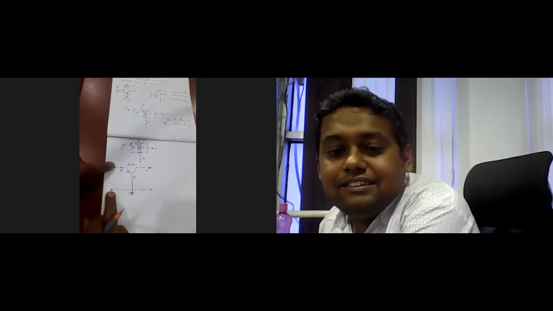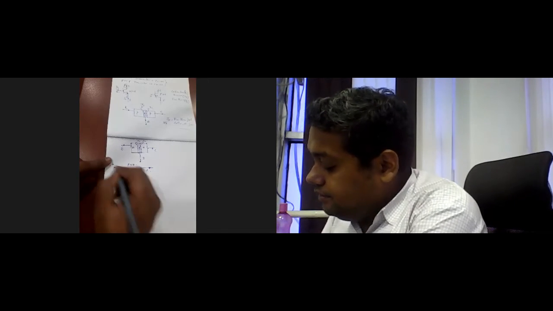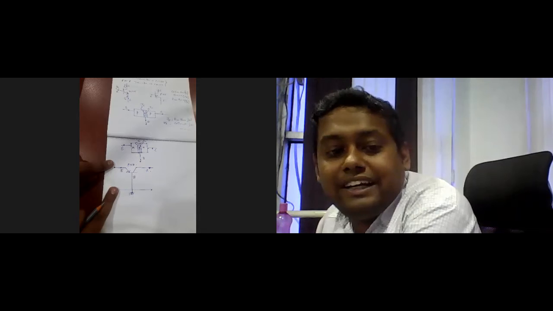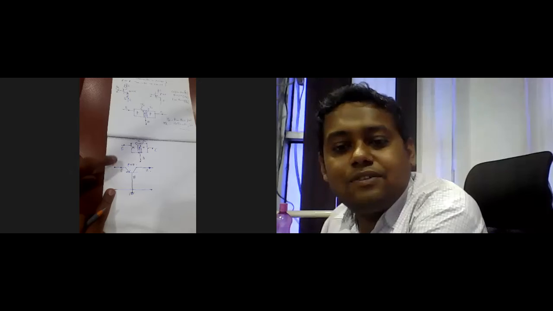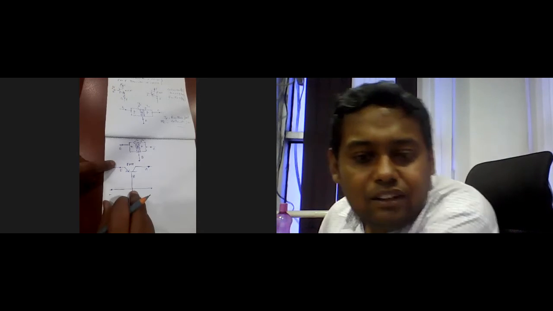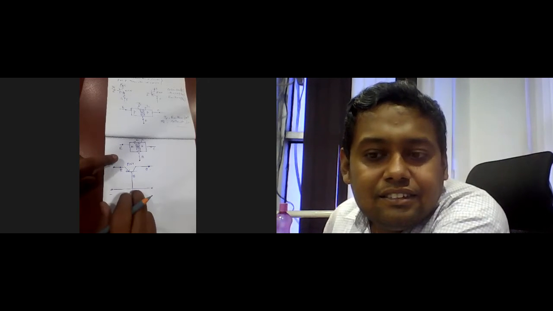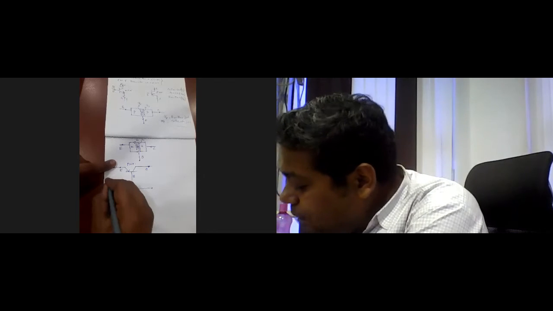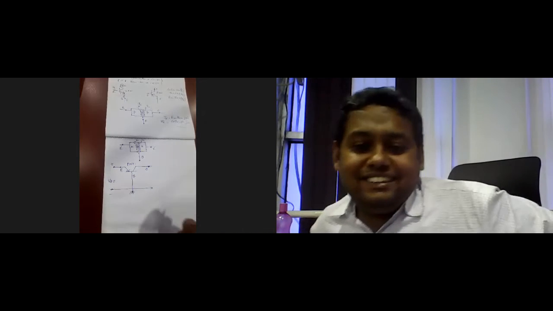So what is the voltage of these two regions? What is the name of the voltage? This terminal is the emitter, and this is the base terminal. VBE or VEB, whatever it may be, that is the base to emitter voltage.